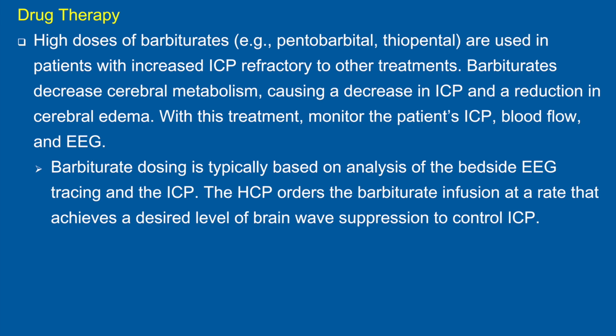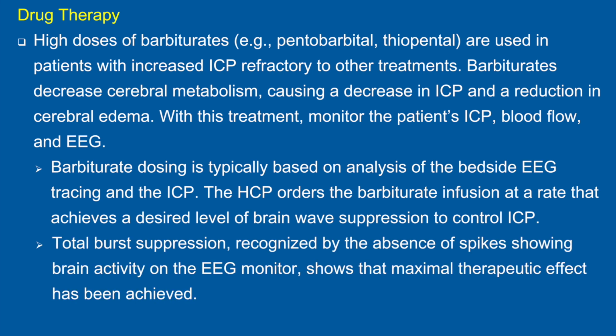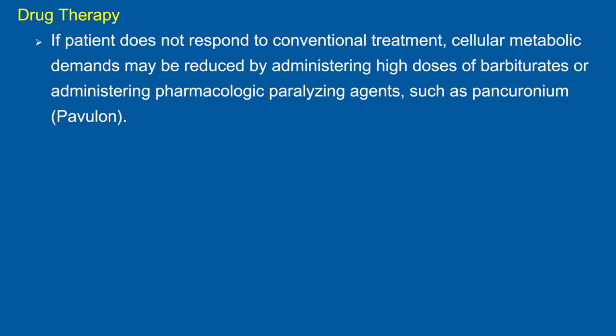The healthcare provider orders the barbiturate infusion at a rate that achieves a desired level of brainwave suppression to control ICP. Total burst suppression, recognized by the absence of spikes showing brain activity on the EEG monitor, shows that maximal therapeutic effect has been achieved. If the patient does not respond to conventional treatment, cellular metabolic demands may be reduced by administering high doses of barbiturates or administering pharmacologic paralyzing agents such as pancuronium or vecuronium.